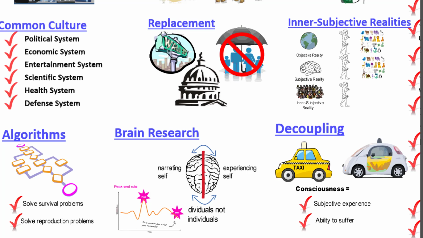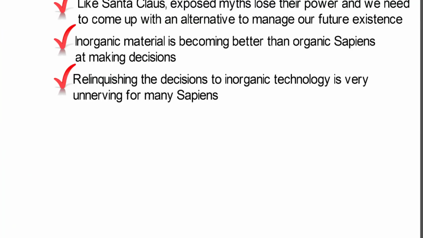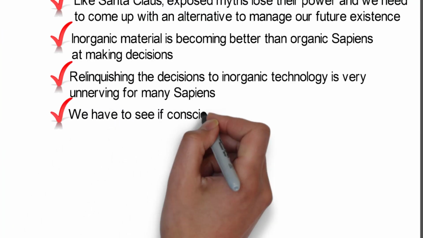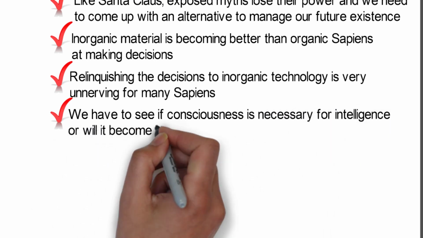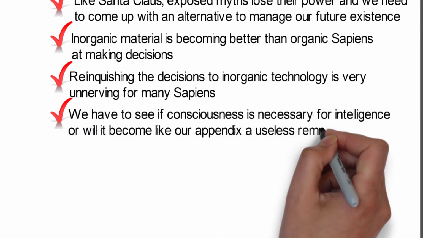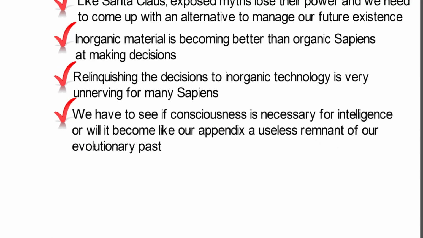And consciousness is still a little difficult to define, but he uses the words subjective experience or the ability to suffer. And the ability to suffer relates to a lot of the other species. So we have to see if consciousness is necessary for intelligence, or will it become, like our appendix, a useless remnant of our evolutionary past. Maybe consciousness will go the way of the appendix.